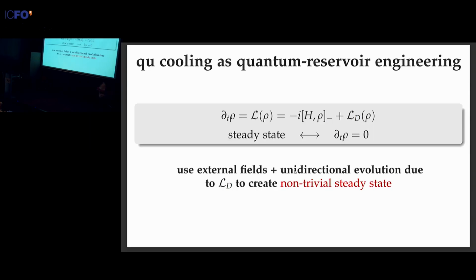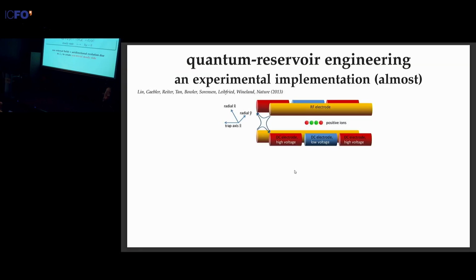Okay, so our approach to cooling is to see it as an instance of quantum reservoir engineering. And let me remind you what we mean by this. We have a system which is described by its Hamiltonian, and in addition, it is subject to dissipation. In quantum reservoir engineering, you want to drive the system into its steady state, and you want to choose controls on your Hamiltonian, on your system, such that this steady state is non-trivial. Maybe just pure, maybe it has some more interesting resourceful properties.